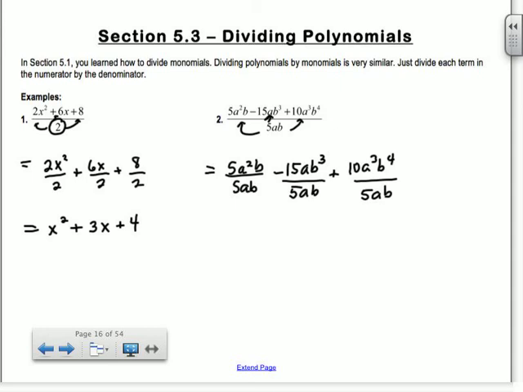Okay, so like I said, this is like we're doing the opposite of getting common denominators. We're breaking them apart. And then we just simplify, like we did in section 5.1. So 5 and 5 would cancel. If I have two a's on top and one a on the bottom, I'm going to have one a left on top. And then the b and the b cancel as well. So I have a.